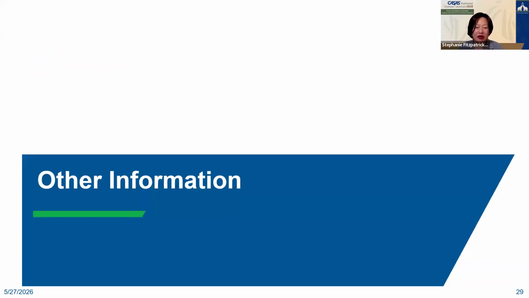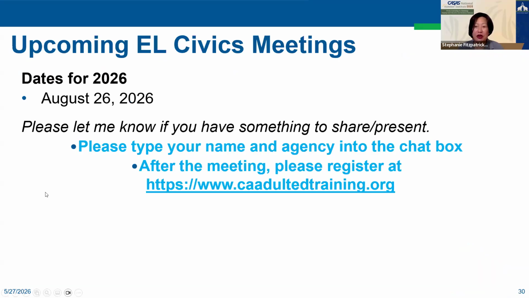All right, and on to other information. So this is our last network meeting for this program year before the Summer Institute. So we do have a date for the fall. Our next meeting will be August 26, 2026. And at that meeting, I will know more about the rest of the schedule for the 26-27 program year. But the first meeting for the 26-27 program year will be August 26, 2026.